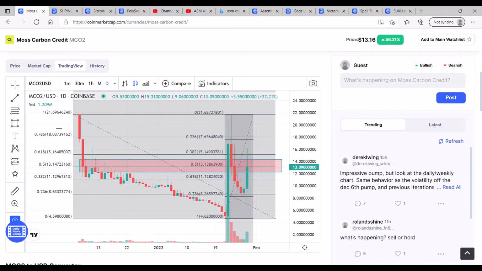Just wanted to touch base again on MCO2 Moss Carbon Credit. It's been 4 hours since my last video, but I've just made an amendment to the chart and I'd like to show you where that has stemmed from.